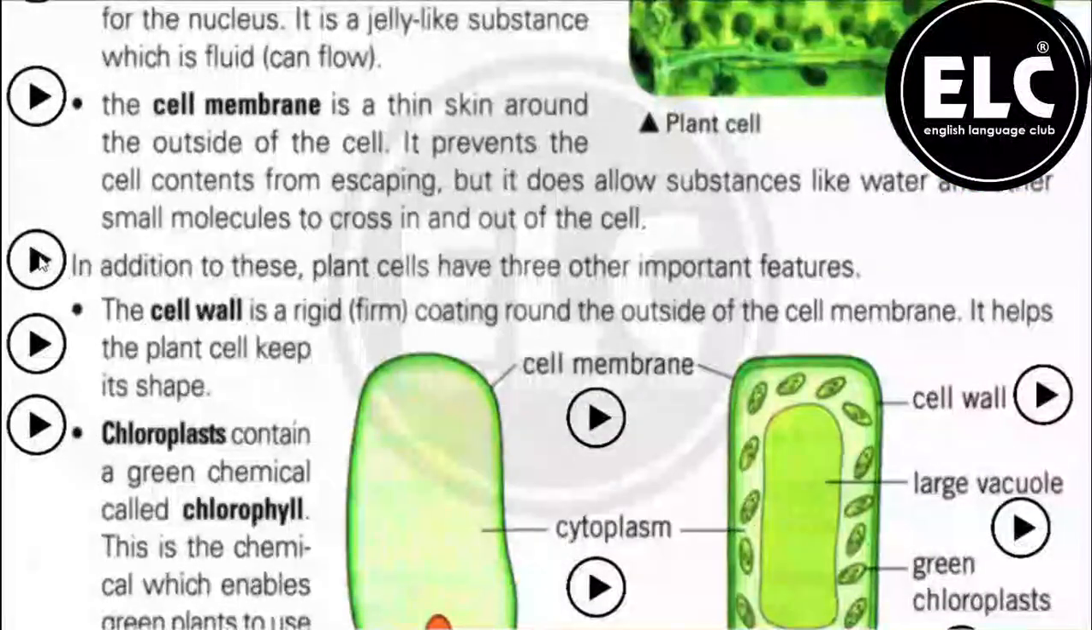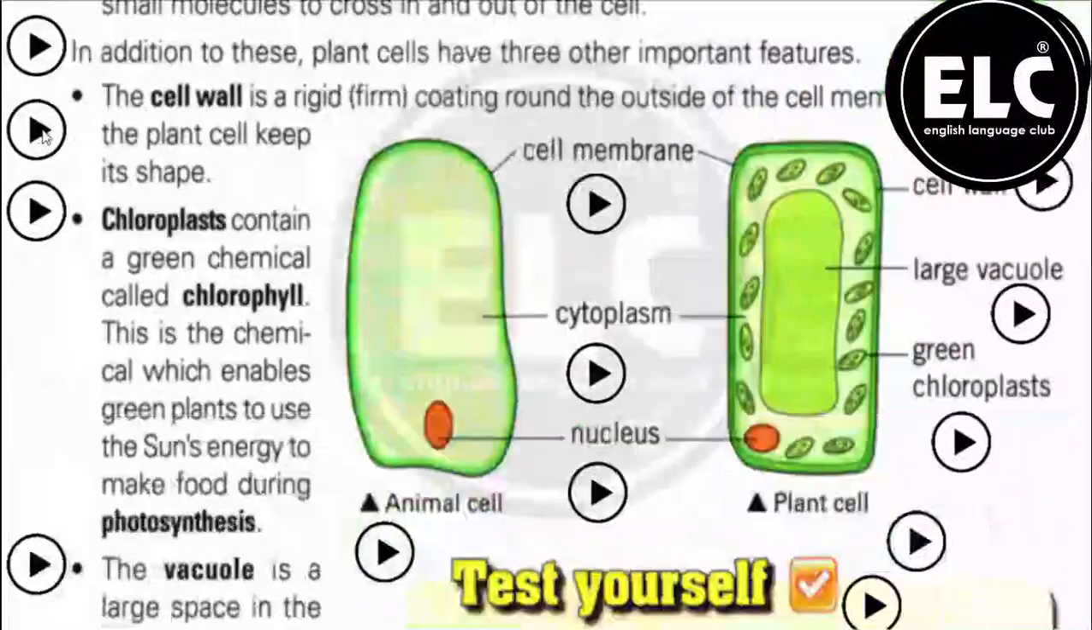In addition to these, plant cells have three other important features. The cell wall is a rigid, firm coating round the outside of the cell membrane. It helps the plant cell keep its shape. Chloroplasts contain a green chemical called chlorophyll. This is the chemical which enables green plants to use the sun's energy to make food during photosynthesis.